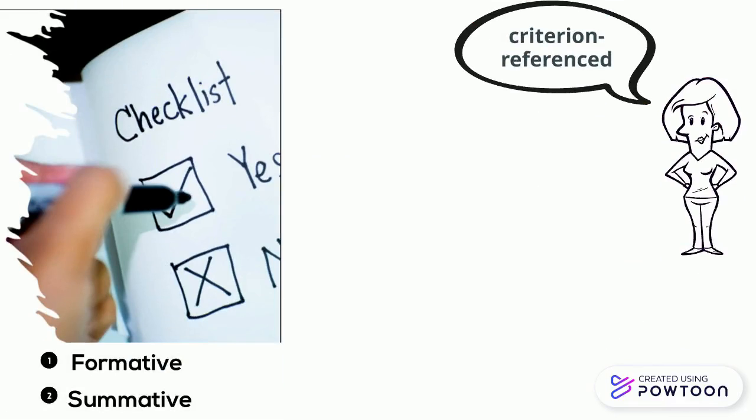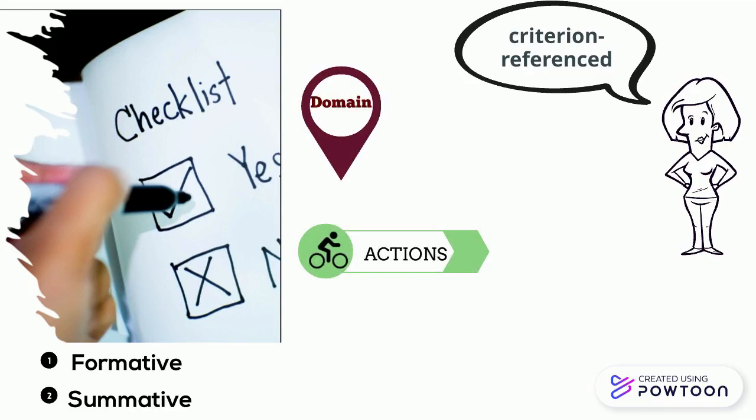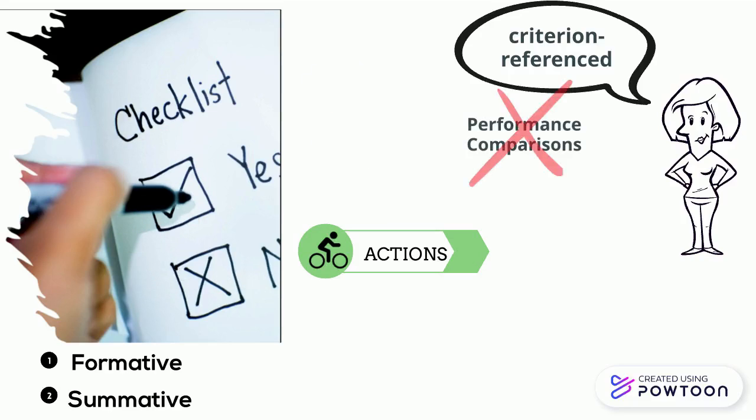Criterion referenced assessment can be either formative or summative. It is used to determine an individual's status with respect to a well-defined behavior domain. It focuses mostly on measuring actions, and it contains explicit information on what the student can and cannot do while refraining from making performance comparisons between students. Criterion referenced assessment is at the heart of the IB education because it assesses student performance against specific criteria and not against other students.